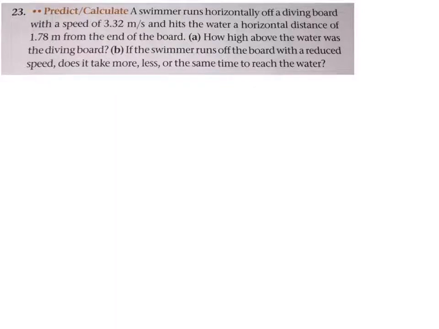Chapter 4, Number 23. A swimmer runs horizontally off a diving board with a speed of 3.3 meters per second and hits the water a horizontal distance of 1.78 meters from the end of the board. How high above the water was the diving board? And if the swimmer runs off the board with a reduced speed, does it take more, less, or the same amount of time to reach the water?